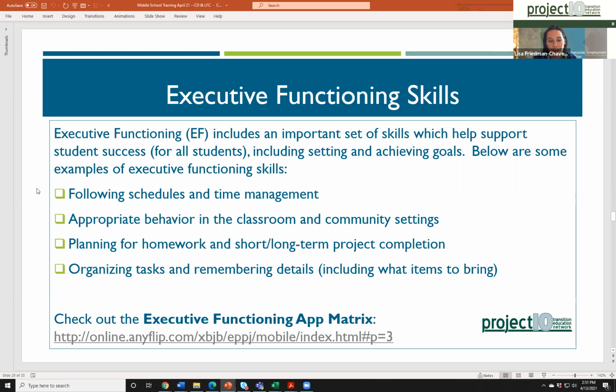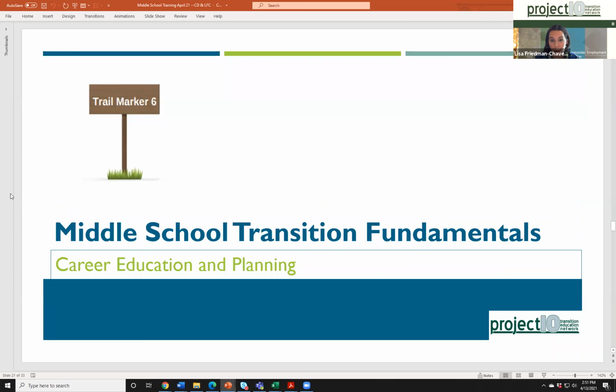And you can see at the bottom of the slide, the executive functioning app matrix. There are so many apps out there to help students and just individuals in general with different kinds of executive functioning skills. And so for organization and remembering details, these would be on their phone or a smart device. So definitely a lot of things out there now that can help folks with increasing their executive functioning skills. And that will help them, teach them now so that they can use it when they go on to high school and then life beyond.